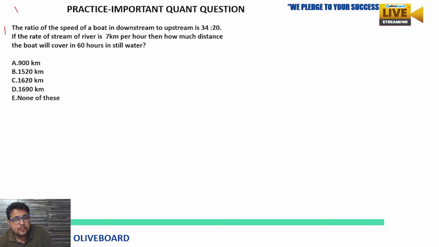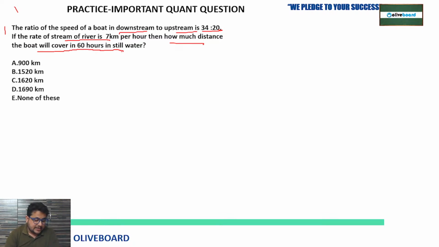The ratio of speed of boat in downstream to upstream is 34 is to 20. If the rate of stream of the river is 7 km per hour, then how much distance will the boat cover in 60 hours in still water? Tell me the answer of this question.